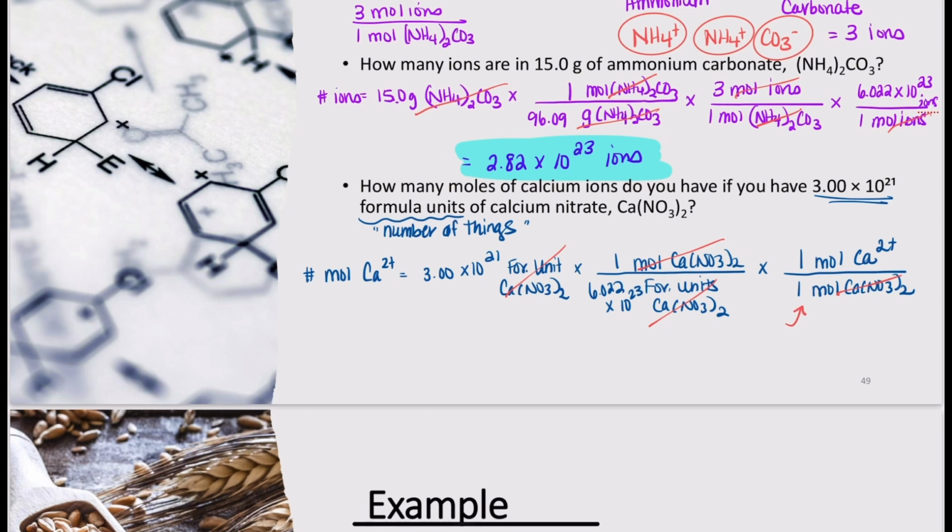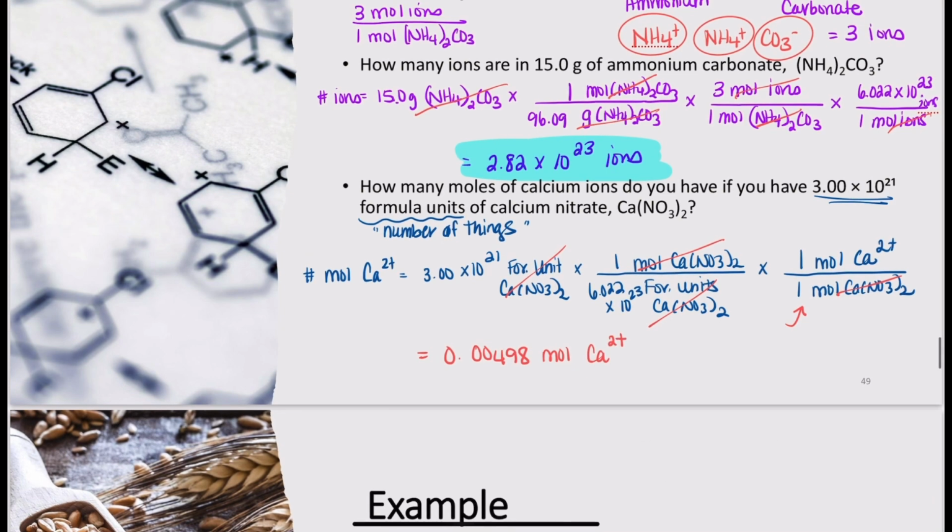However, if you're writing out your work, it is absolutely essential if you want full credit, because you have to show how you got to calcium specifically. You have to show me you understand it's a 1-to-1 ratio. You do it by dimensional analysis. This equals 0.00498. I need 3 sig figs because my 3.00 is 3 sig figs, 6.022 is 4. 0.00498 moles of calcium ions.